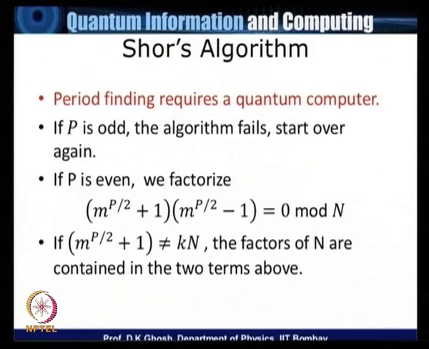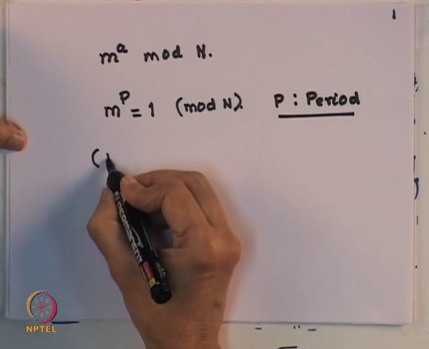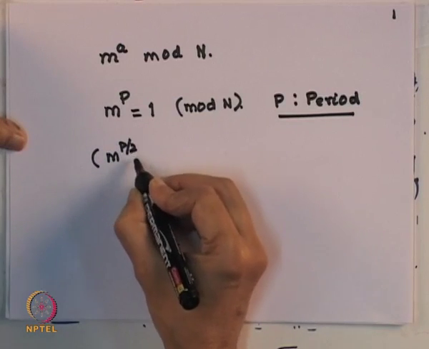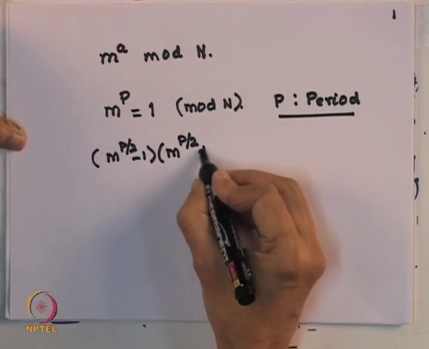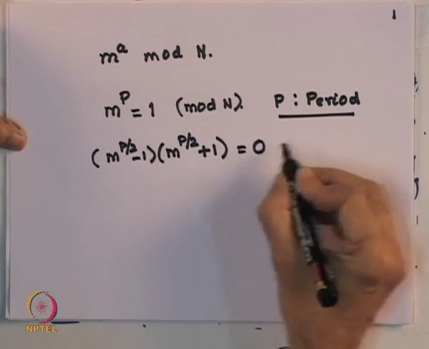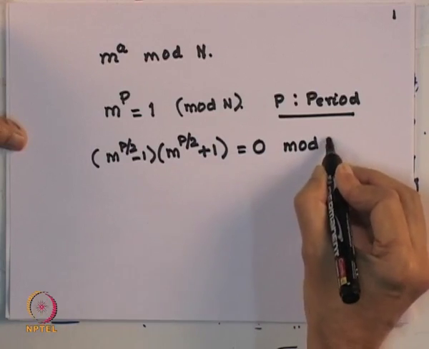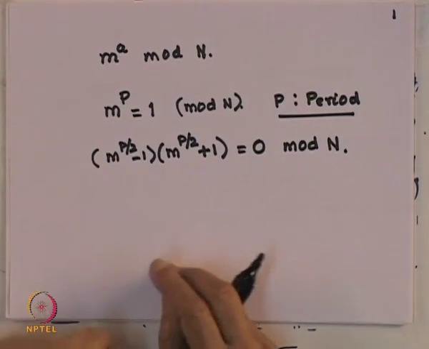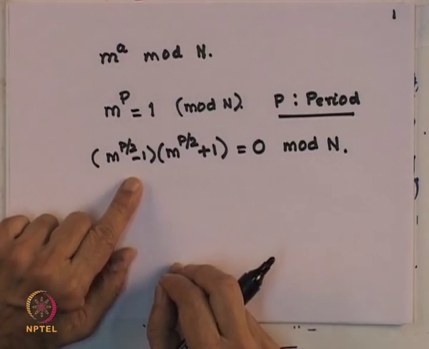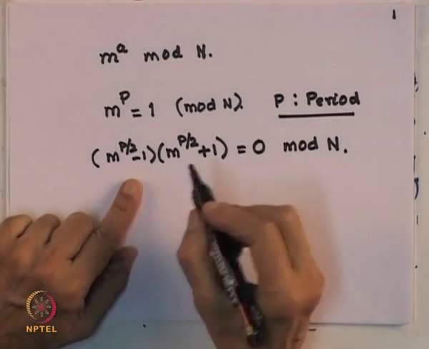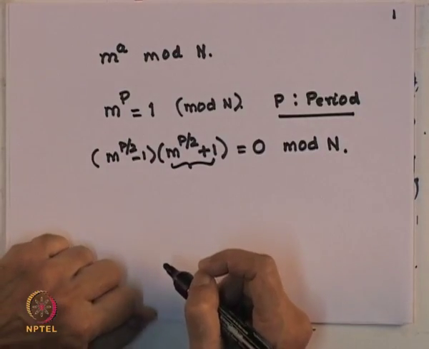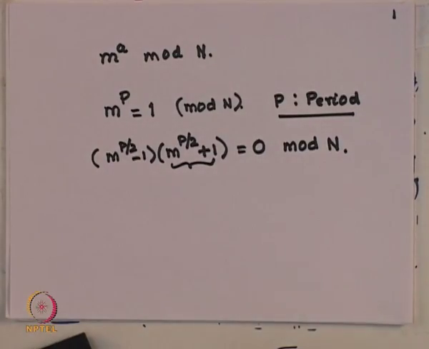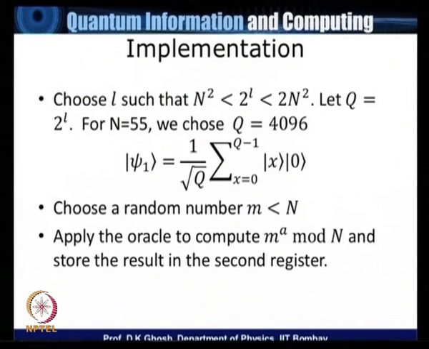So what we said is, if this is true, then m to the power p by 2 minus 1 into m to the power p by 2 plus 1 is equal to 0 mod n. If p is even and if m to the power p by 2 plus 1 is not a multiple of n, then we can proceed with it and Shor's algorithm works.